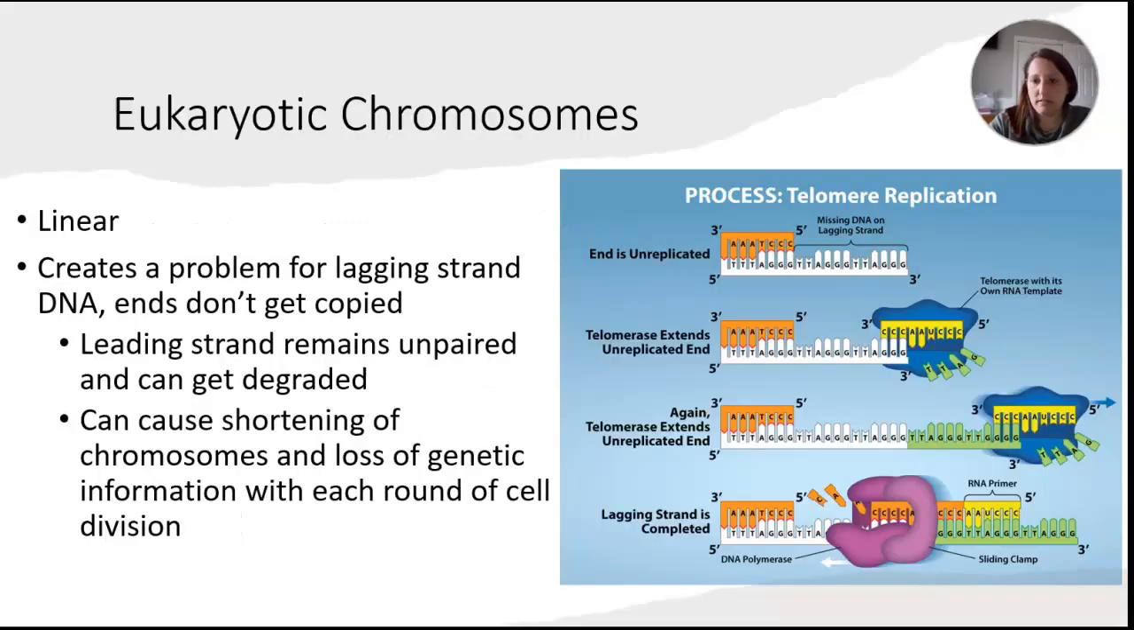Here's something else that's a little different. Because eukaryotic chromosomes are linear, and bacterial chromosomes are circular, we didn't see this issue in bacteria. Because our chromosomes are linear, when we get to the end of the lagging strand, the ends where the RNA primer comes off don't get copied. And so we end up with more DNA on the template strand than on the new strand.